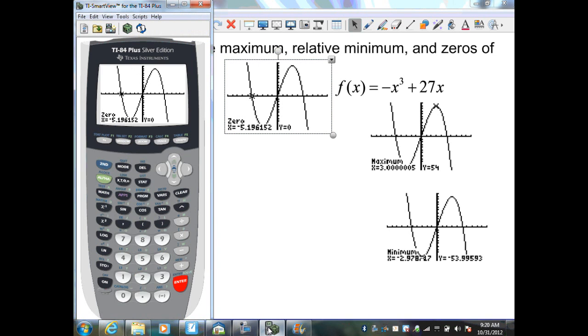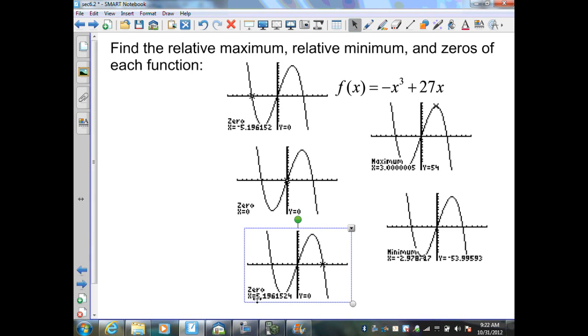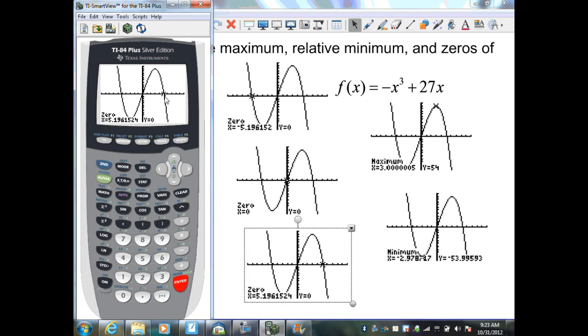And I can follow the same procedures to find my next 2 zeros. What I got was 5.2 and 0. So now you can see I had my 3 zeros, 1, 2, 3, and my relative maximum and relative minimum.